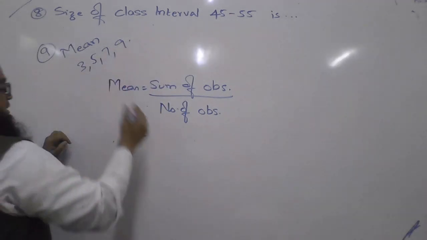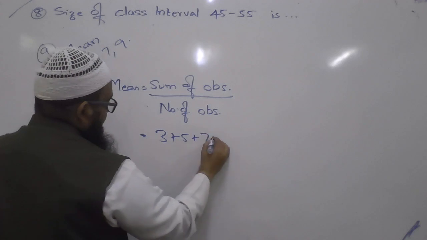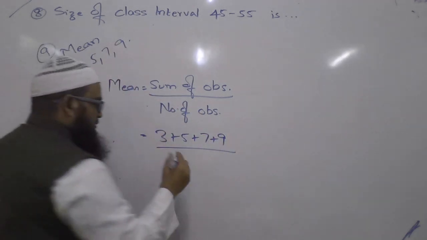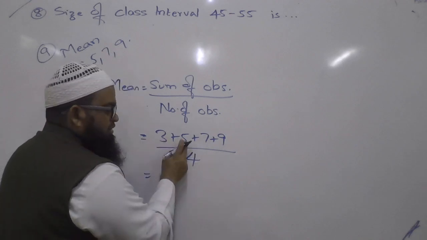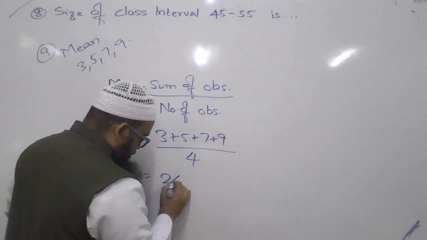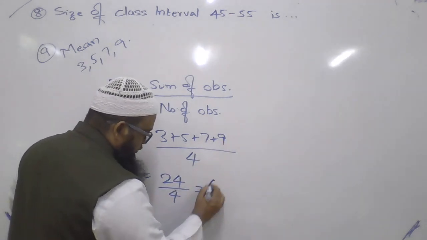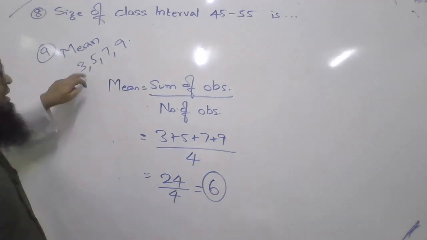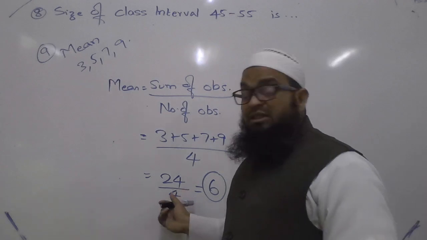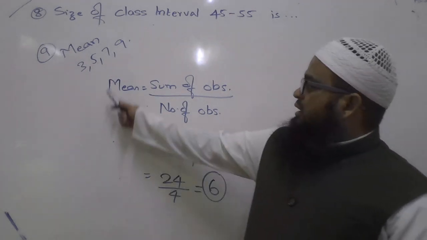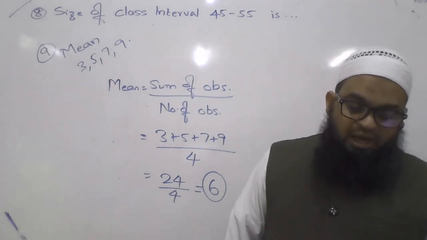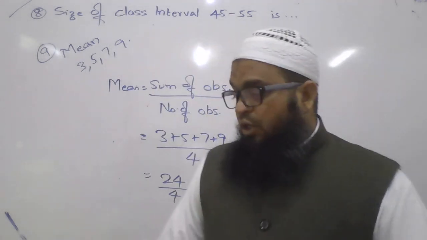So what is the sum of observations? 3 plus 5 plus 7 plus 9 divided by how many observations are there? There are 4 observations, right? So that is equal to 3 plus 5, 8, 8 plus 7, 15, 15 plus 9 is 24 by 4, so 4 sixes are 24. So what is the mean for the given data? 6 is the mean of this. And this kind of data we call ungrouped or raw data. The previously written data was grouped data.